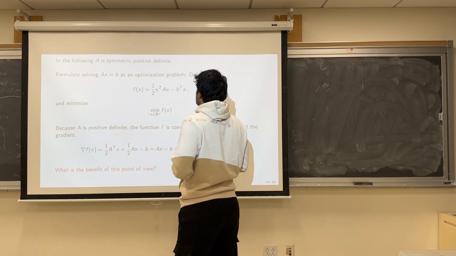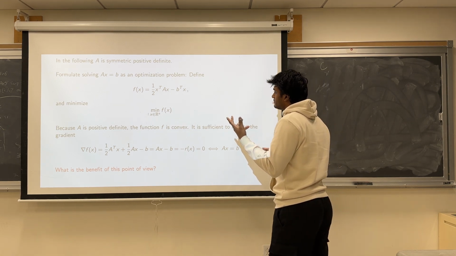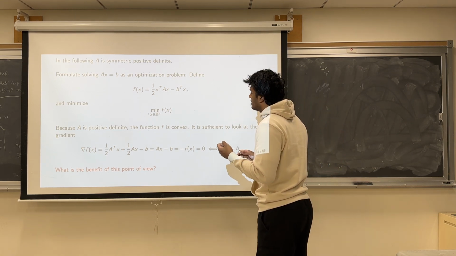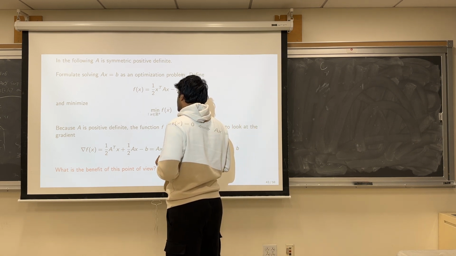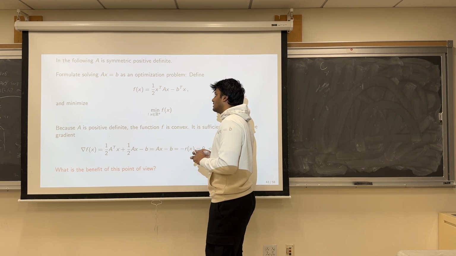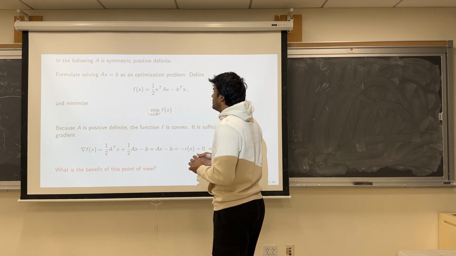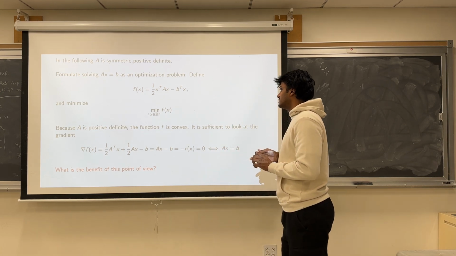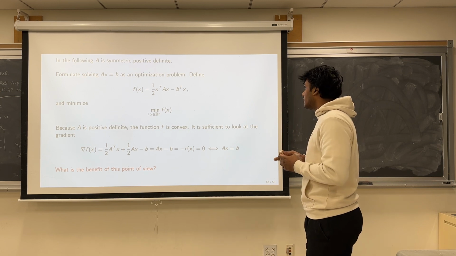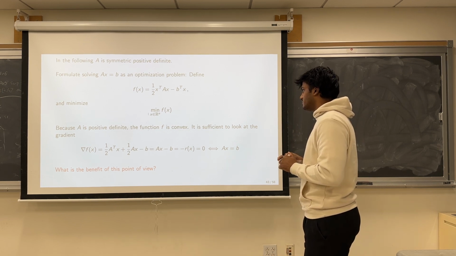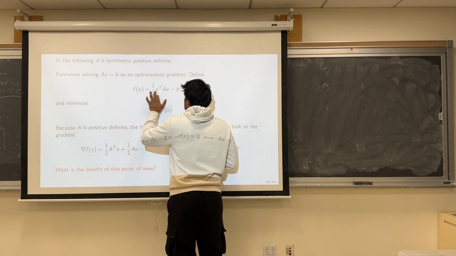Formulate solving Ax = b as an optimization problem. Why, bro? How did you come up with this? Minimize f(x). Because A is positive definite, the function f is convex. It is sufficient to look at the gradient. Because A is positive definite, this is always positive.